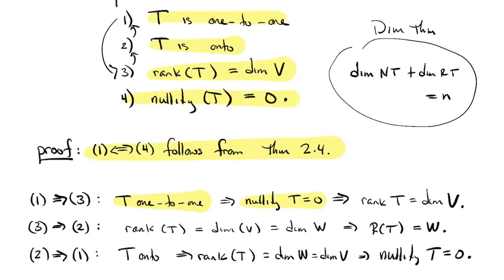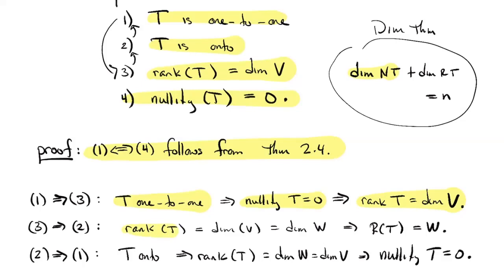So what am I saying in this first part of the proof? If the dimension of the null space is 0, well then the dimension of the range is n, so that the rank is equal to the dimension of V. The dimension of the range is the rank. Two numbers add up to dim V, one of them is 0, the other one has to be dim V. How about 3 implies 2?